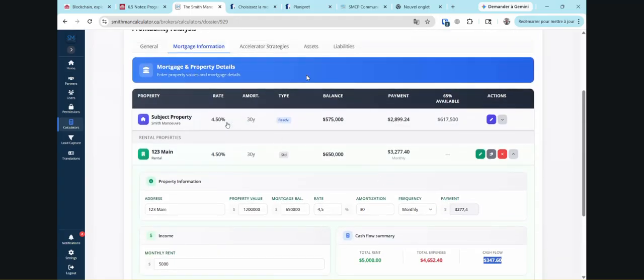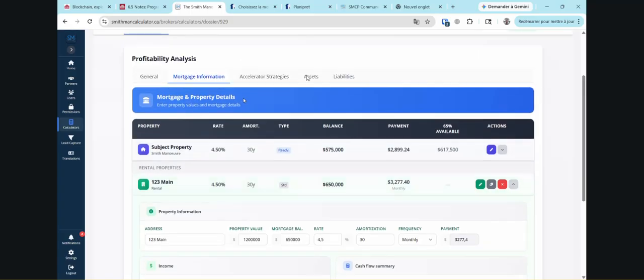And so here we have it. We have a property, a standard property, and we have a rental property. Let's go into the strategies.